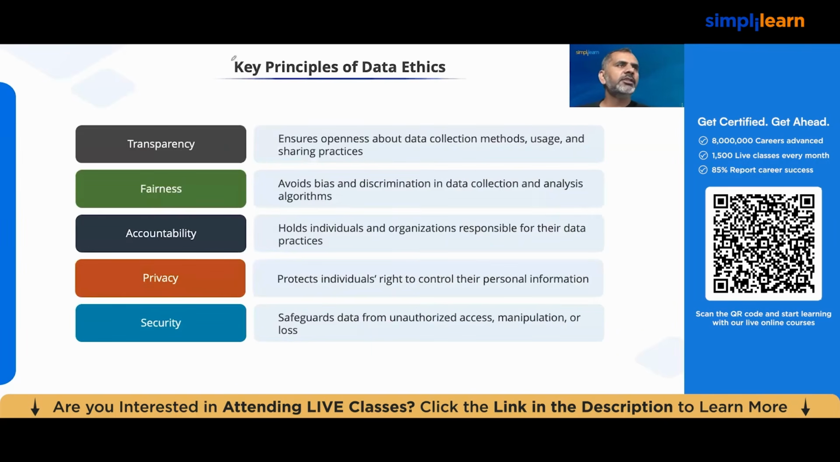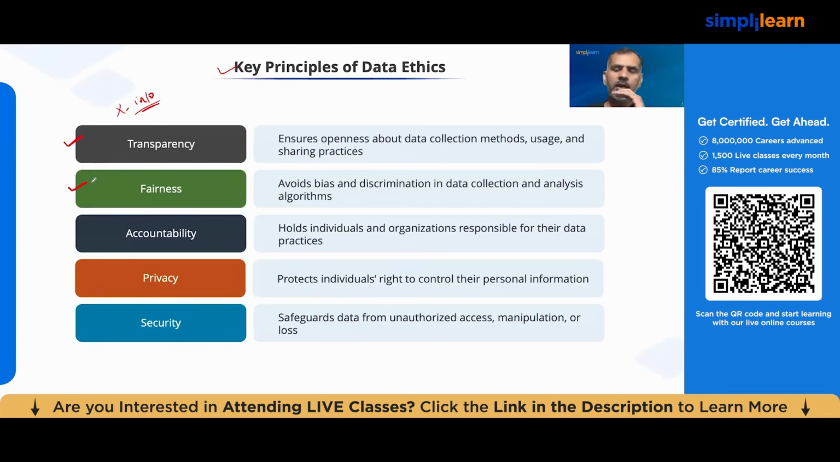So let's first understand the key principles of data ethics. As I said, the very first principle is transparency, which means you have to ensure openness about data collection methods, storage, and sharing practices. Whenever you collect data, you need to be very transparent. If I'm collecting the X information of any user, I have to make it very transparent how I am going to collect this information, where I'm going to store it, what the uses of that information will be, and if it is being shared with any third party, what the sharing practices are. You need to be very clear and transparent while collecting the data.